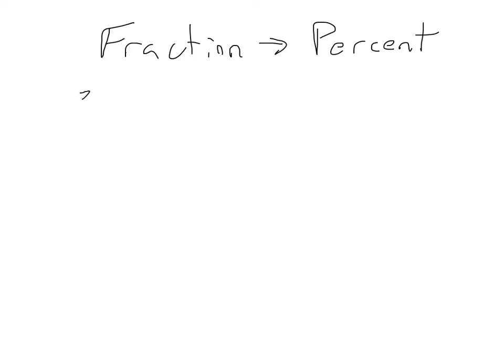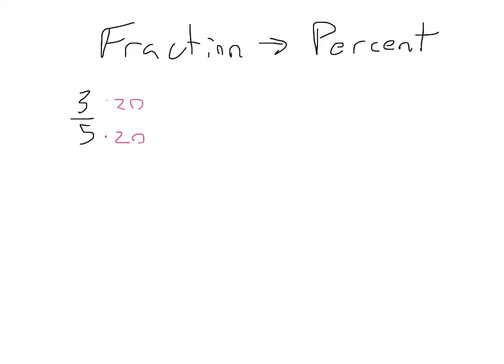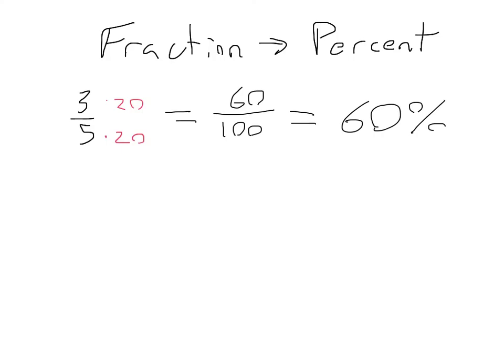Alright, so the first method, let's look at it. Say you've got something like 3/5. And you go, okay, what does percent mean? It means per 100. So how could we get this to be per 100? If we multiply the bottom by 20 and the top by 20, we know that 5 times 20 on the bottom is 100, and on top, 3 times 20 is 60. So this is 60%. 60 out of 100 is 60%. So that's the clever way.